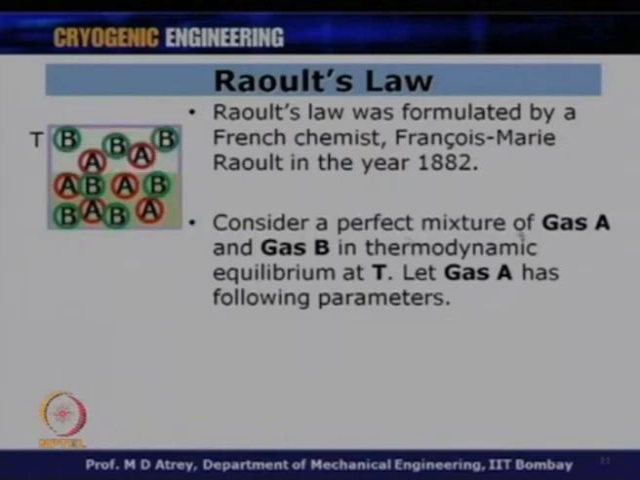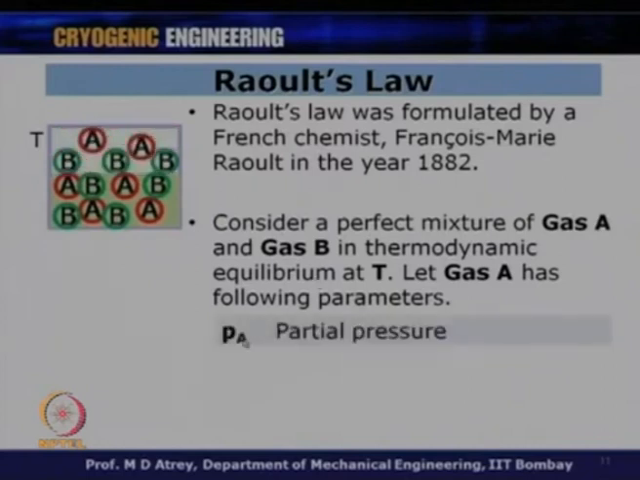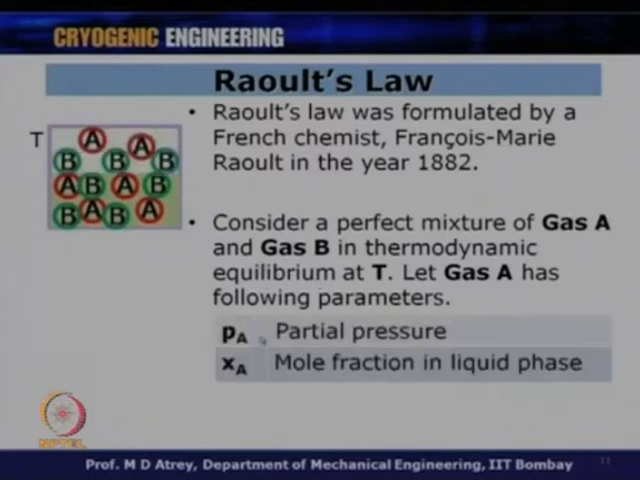So, consider a perfect mixture of gas A and gas B in thermodynamic equilibrium at temperature T, and let gas A have the following parameters. The parameters associated with gas A are PA, which is its partial pressure, and XA, which is its mole fraction in the liquid phase. Now, you have a liquid phase coming into existence. Till now, in Dalton's law, we talked only about the gas mixture itself.